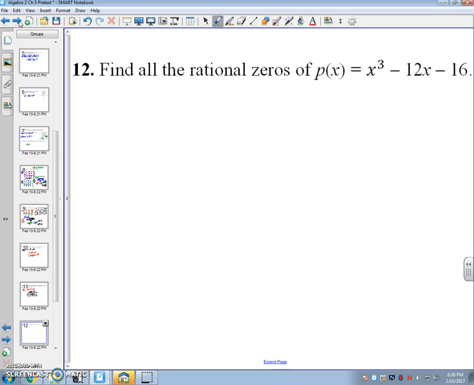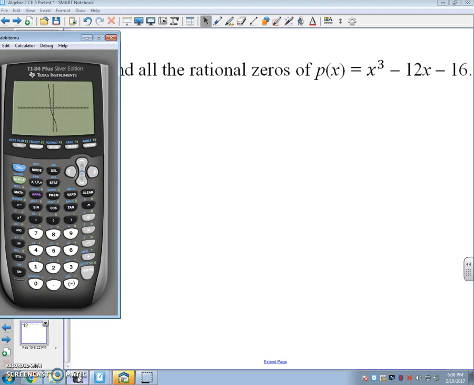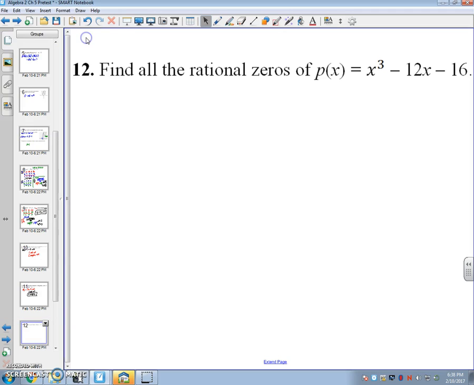12. Find all the rational zeros of this. Ooh, let's see. Basically, it's asking us to find all the roots. We're trying to solve it. So let's graph it first and see what it looks like. x cubed minus 12x minus 16. There should be 3 roots. I see 1, 2, 3. Ooh. All right. Let's trace. I think there's one at negative 2. There's one there. I think there's one at positive 4. There's one there.